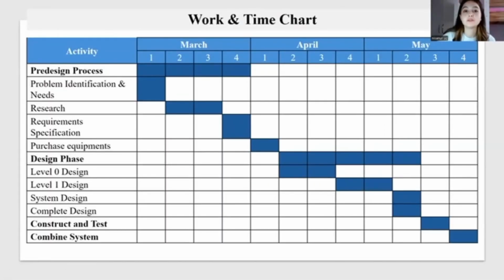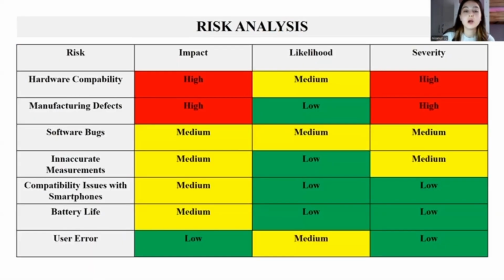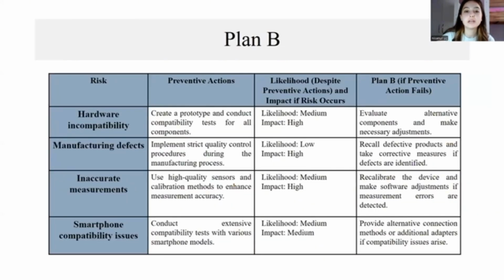Now I will talk about the work and time chart, risk analysis, and plan B. We have prepared our timeline in the most efficient way to achieve success. On this slide, we have the risk analysis table. First, we identified risks, then we ranked these risks according to impact, likelihood, and severity. And finally, there are plan Bs created according to the risk analysis table. For example, the system can be checked for inaccurate measurement and software errors can be eliminated.